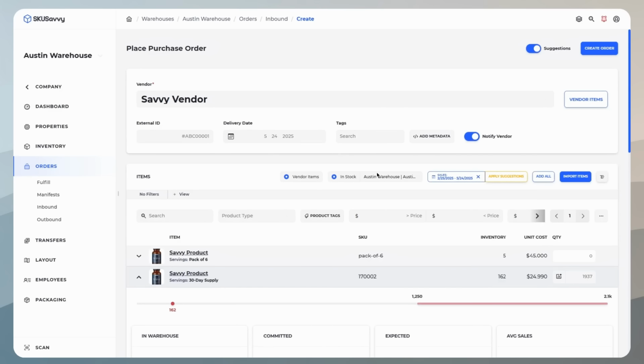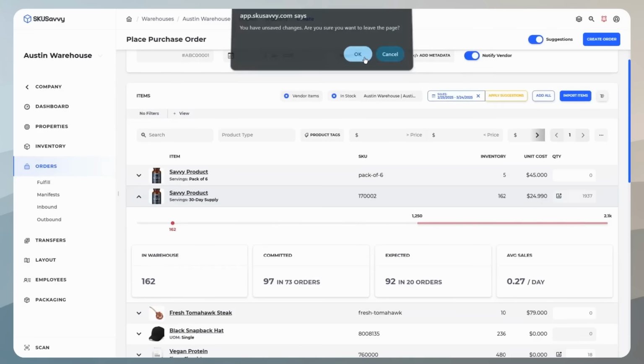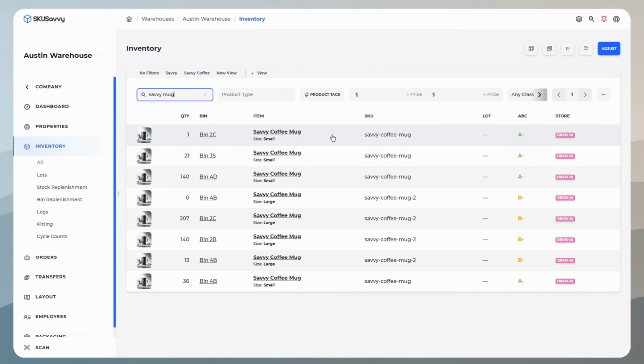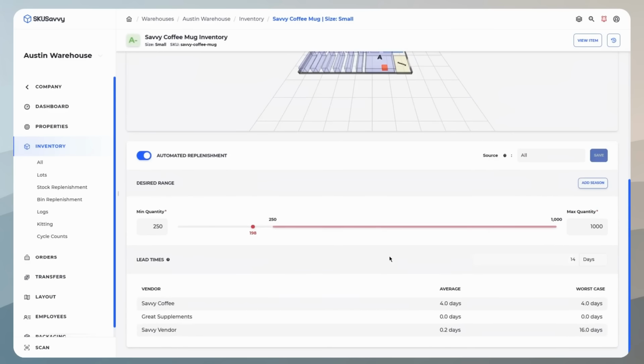So what we're using, of course, is SKUSavvy in this case. And just to go through a little bit more in detail how this actually works. On each given product within your catalog, we can go over into the inventory and we can see for a given product, let's go into our Savvy coffee mug here. And on each given product, we can see, of course, up here, we do have an ABC analysis of the product. We can see inventory levels. But down at the bottom here, we can see and turn on automated replenishment.